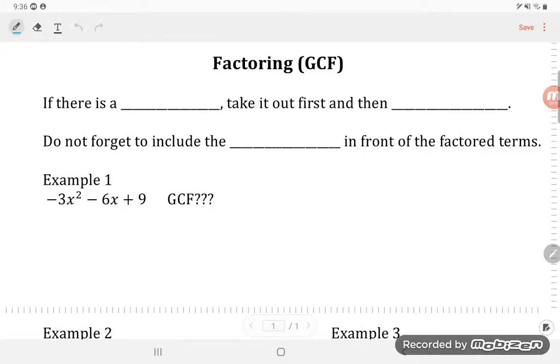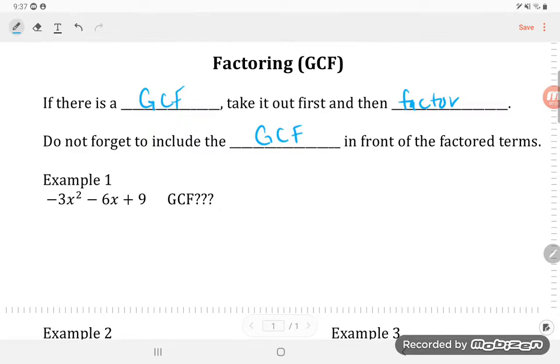Today we're going to factor a GCF from a trinomial. So first, in our notes, if there is a GCF, take it out first and then factor. Do not forget to include the GCF in front of the factor terms.